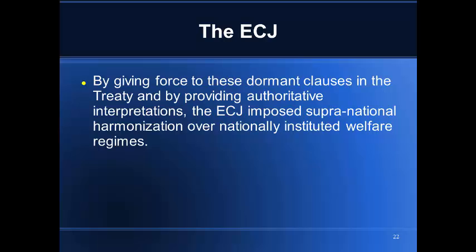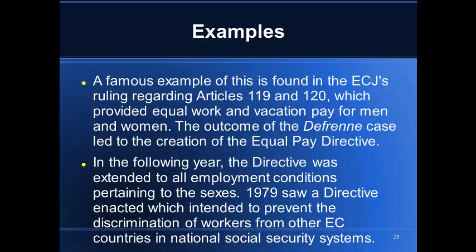The European Court of Justice, by giving force to these dormant clauses in the treaty and by providing authoritative interpretations, imposed supranational harmonisation over nationally instituted welfare regimes. A famous example of this is found in the European Court of Justice ruling regarding Articles 119 and 120, which provided equal work and vacation pay for men and women.